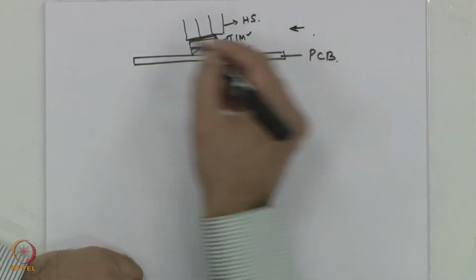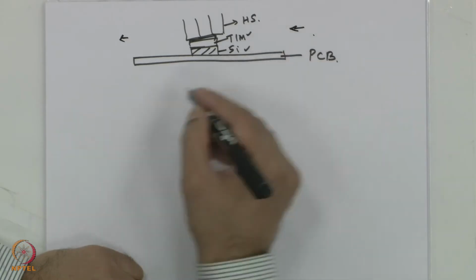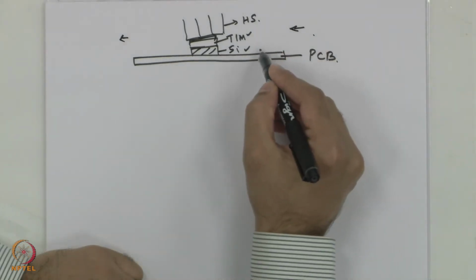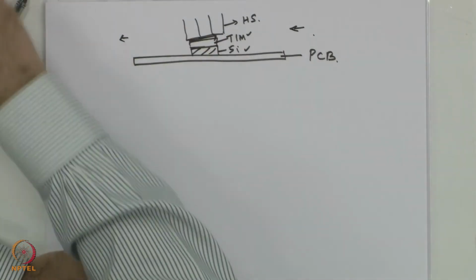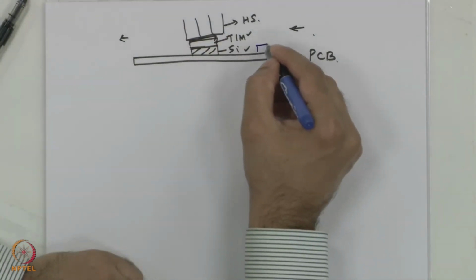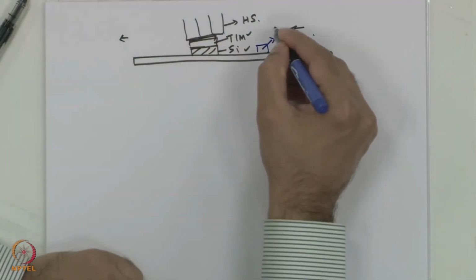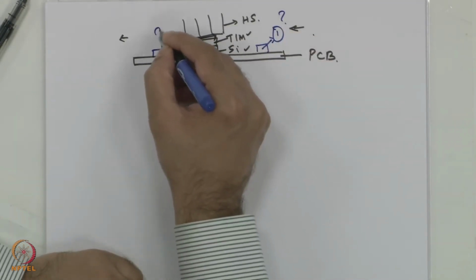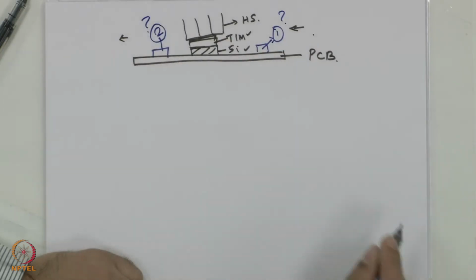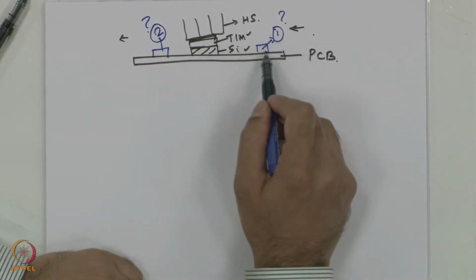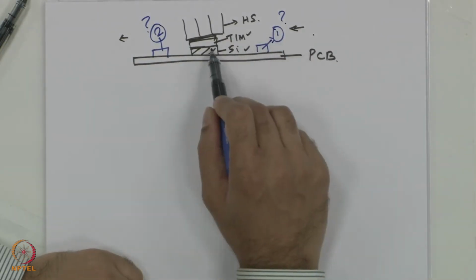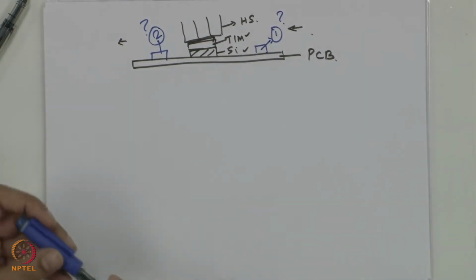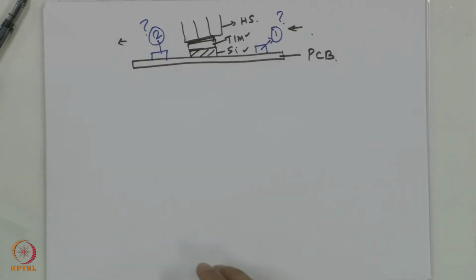from right to left, a new component needs to be placed in the board. The question is whether to place the new component here or here. So, should we place the component before the processor, high power processor, or should we place it after the processor? That is the question that we are trying to answer in this.